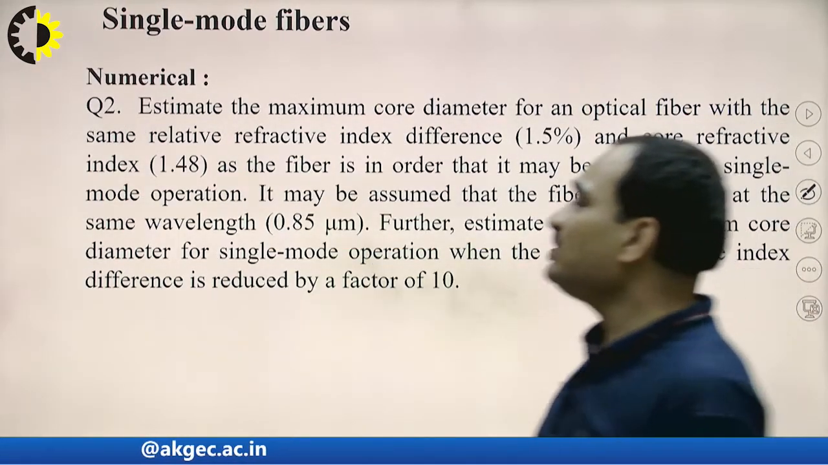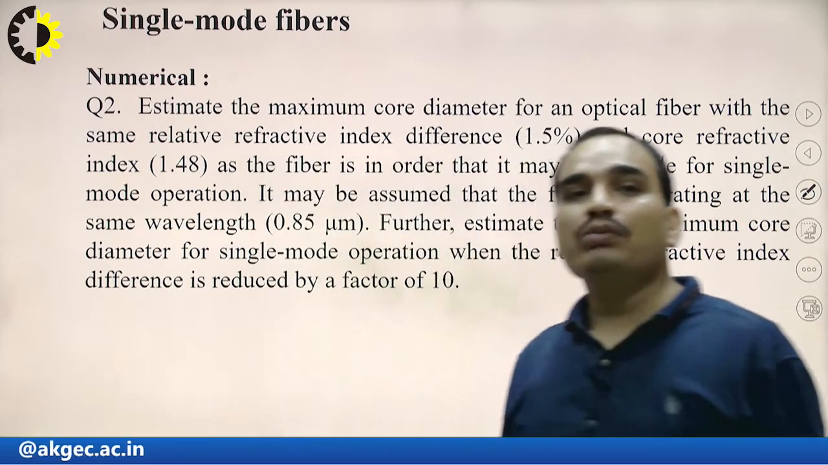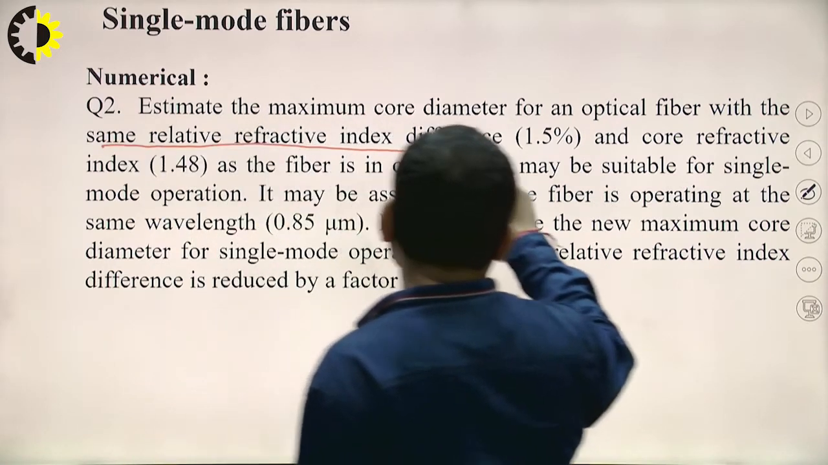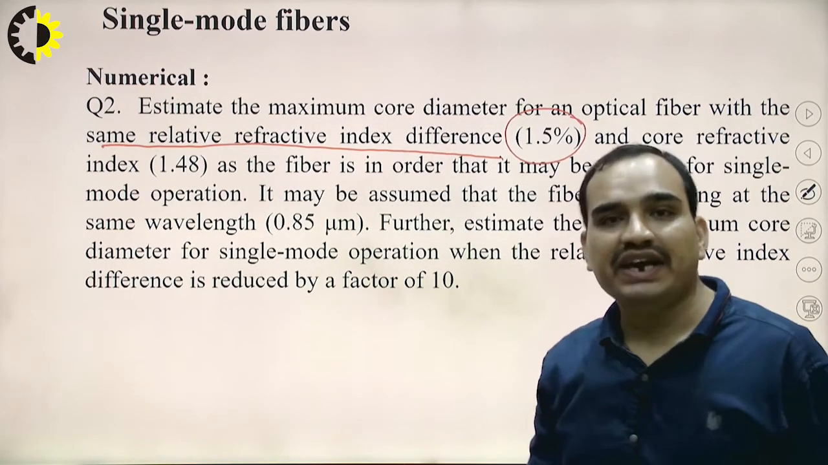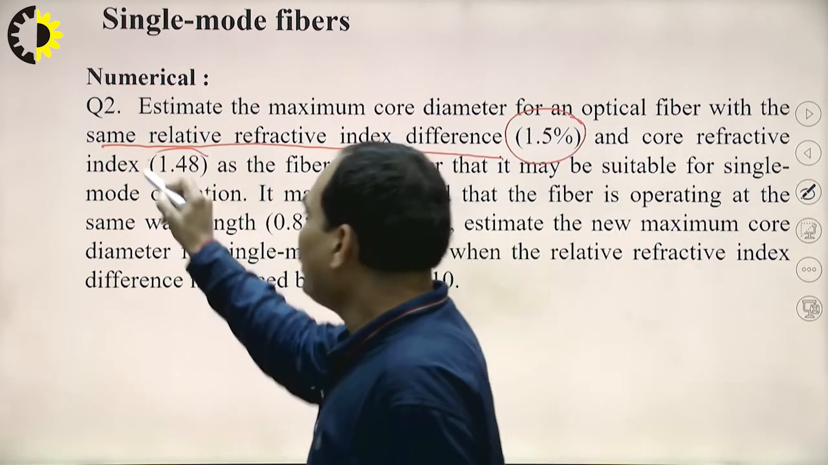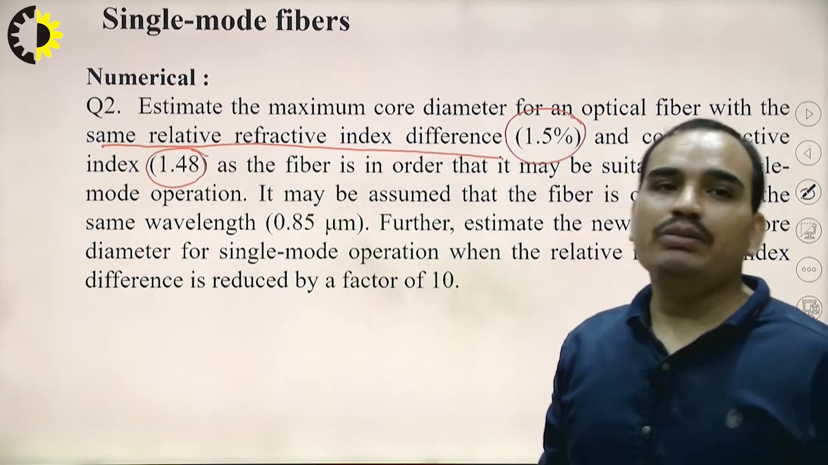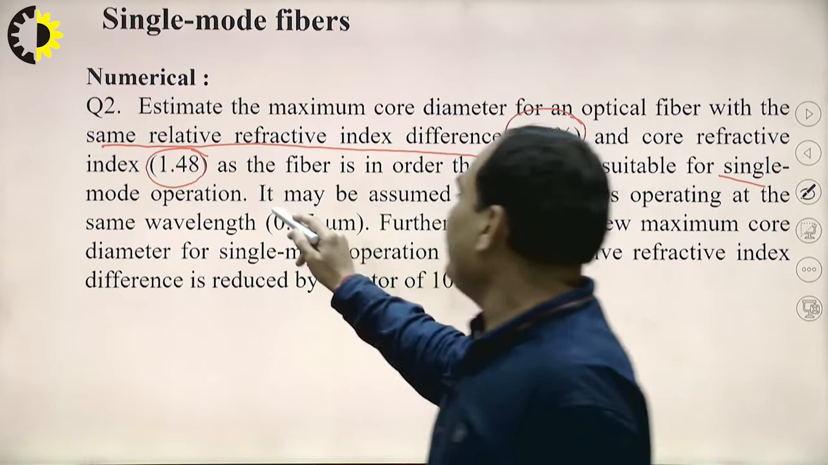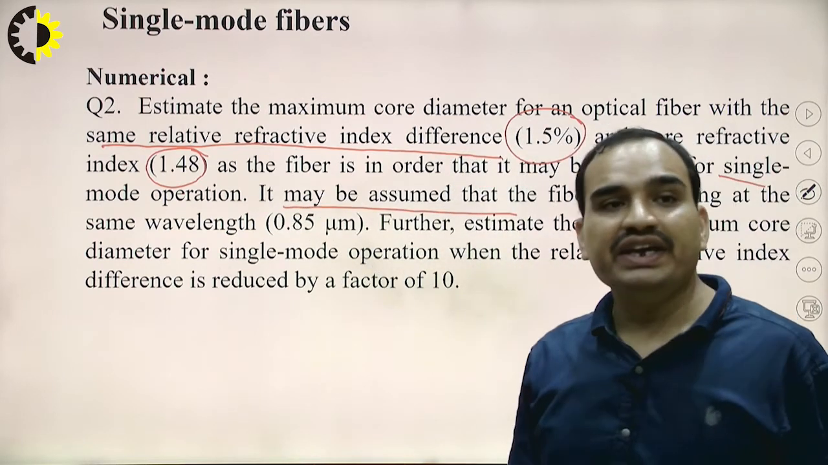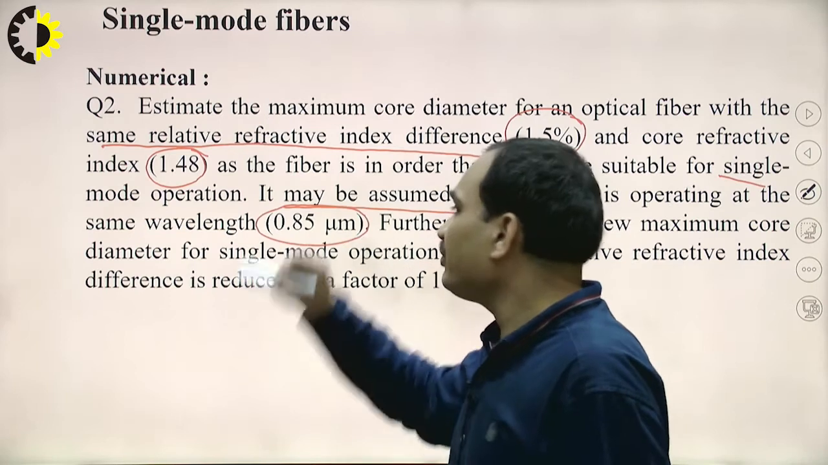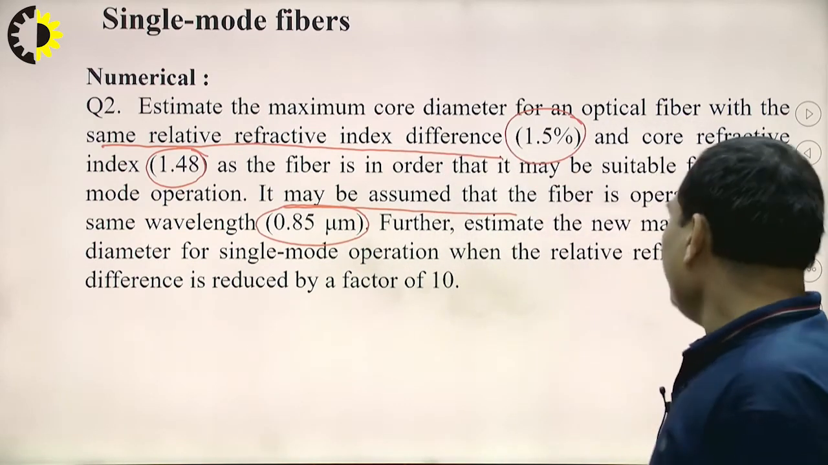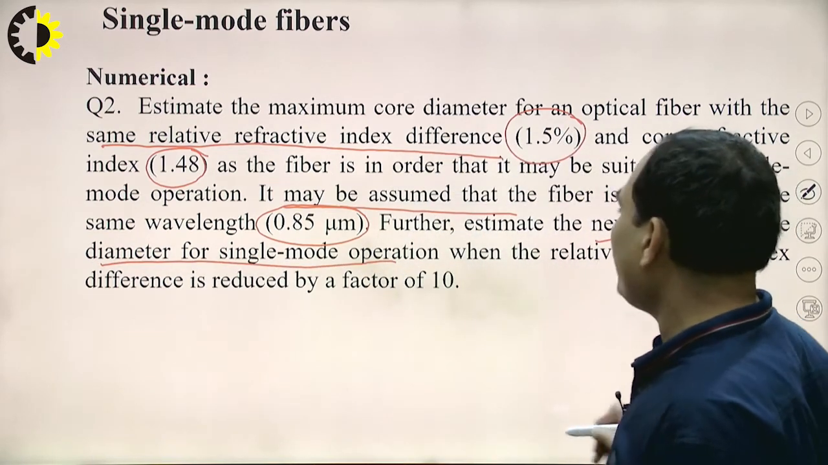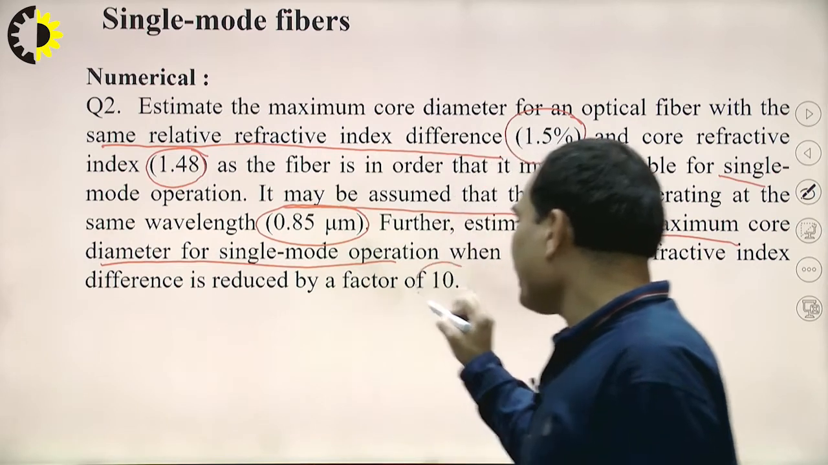There is one numerical based on the single mode fiber. Let's estimate the maximum core diameter of the optical fiber with a relative refractive index difference of 1.5% and a core refractive index of 1.48. For a fiber in which the core may be suitable for single mode operation, it may be assumed that the fiber is operating at a wavelength of 0.85 micrometers. Further, estimate the new maximum core diameter for single mode fiber operation when the relative refractive index difference is reduced by a factor of 10.